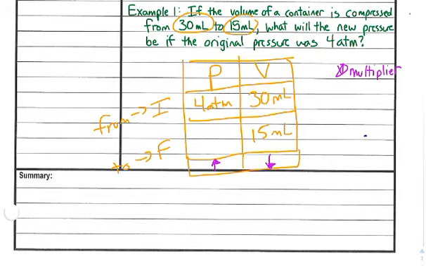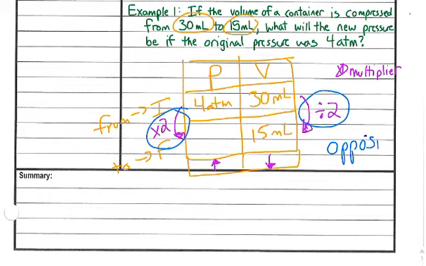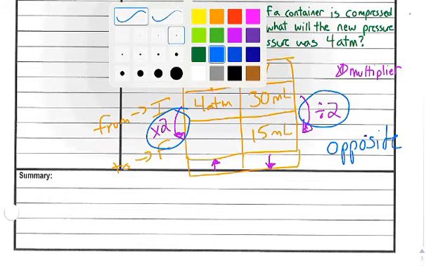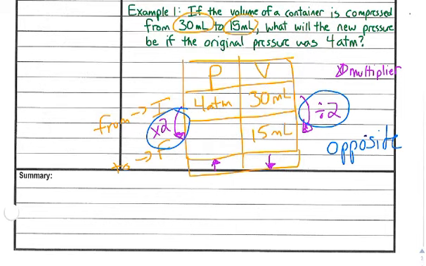Okay, so when I think about it, to get from 30 to 15, what I did was divide by 2. I divided by 2 to get from 30 to 15. That means I'm going to have to multiply by 2 over here, times 2. Those things have to be the opposite. Let's find another color. I'll make a little note here. This and this, because this is an inverse relationship, those have to be opposites. So if my volume went down, my pressure has to go up. 4 times 2, I picked some easy numbers to start off with. This will be 8 atm. So I have half the volume, twice the pressure, opposites.